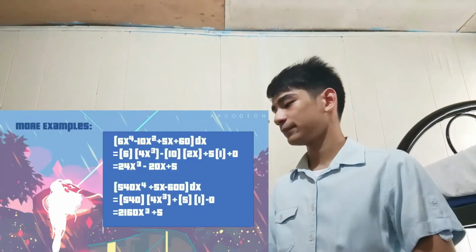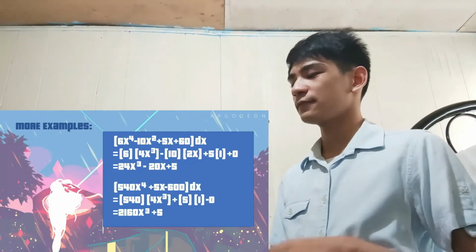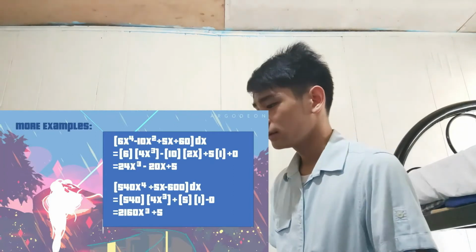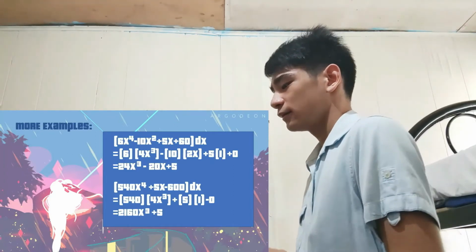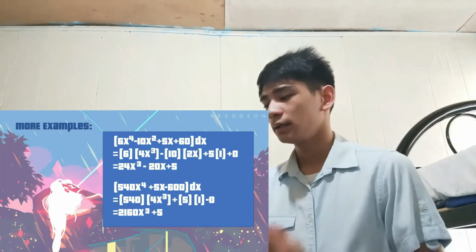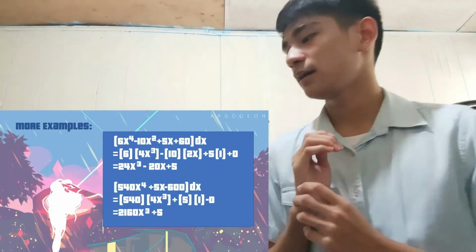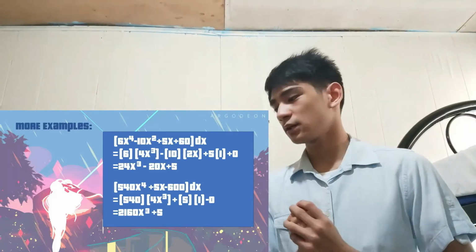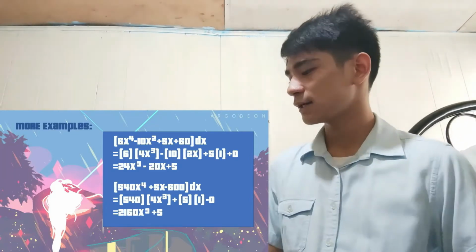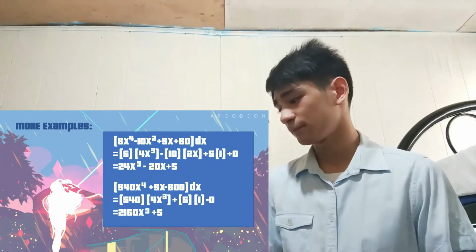Another example is 6x raised to 4 minus 10x squared plus 5x plus 60. To get the derivative of this, for the first and second term we will use the power rule. The third term we will use the identity rule, and the last term we will use the constant rule. And the final answer of this will be 24x cubed minus 20x plus 5.